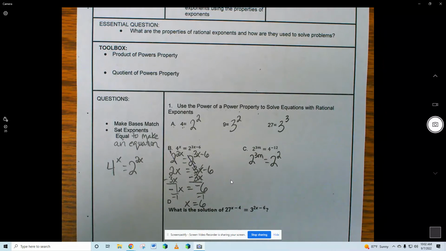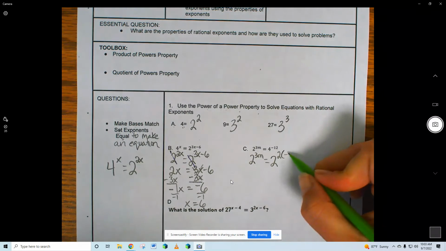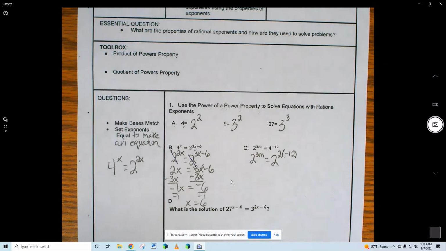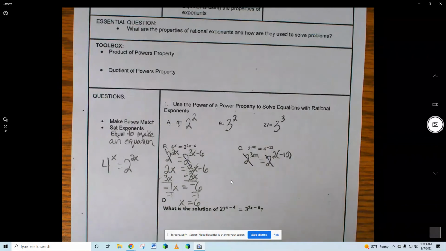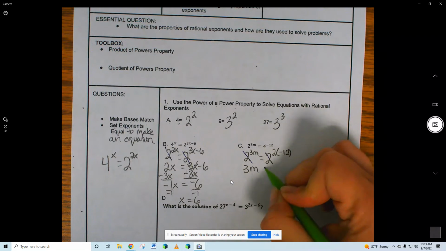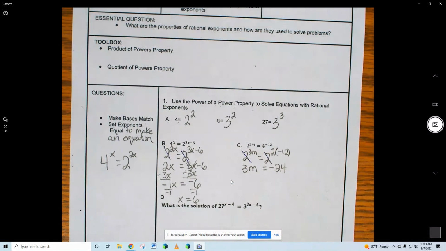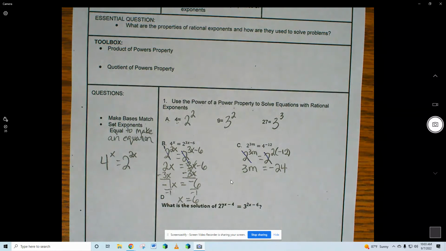What do I do with the negative 12? Multiply it. I put it in parentheses because I don't want you to do 2 minus 12. I want you to do 2 times negative 12. This is good. My bases are the same. They're both 2's. I'm going to cross out my same bases and get 3m equals negative 24. 2 times negative 12 is negative 24. Okay, finish it off. Solve for m.